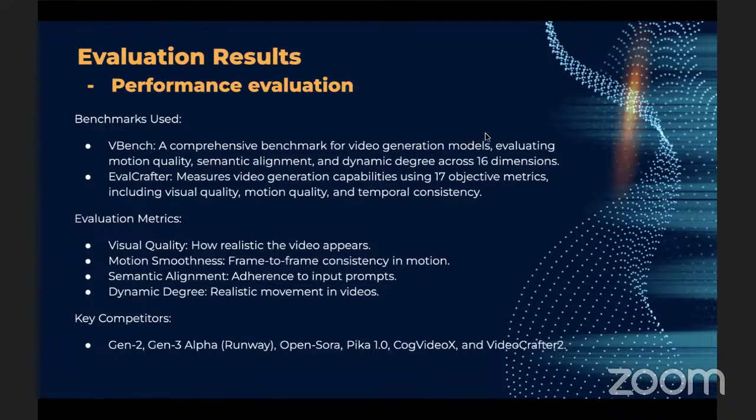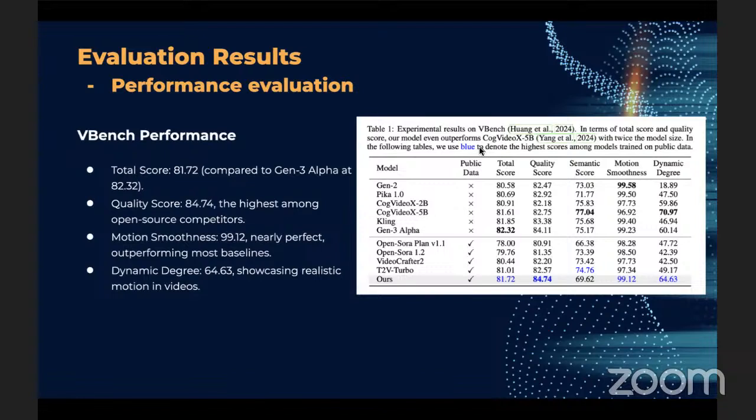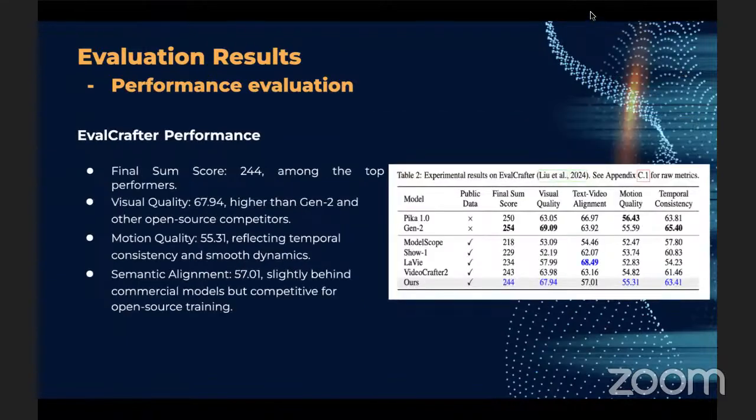And there are certain evaluation metrics like visual quality, motion smoothness, semantic alignment, and also the realistic movement in videos. That is the dynamic degree. So if we look at the chart of the evaluation metrics, we can definitely say that VBench is normally used to evaluate the model on 5-second 768p videos at 24 fps.